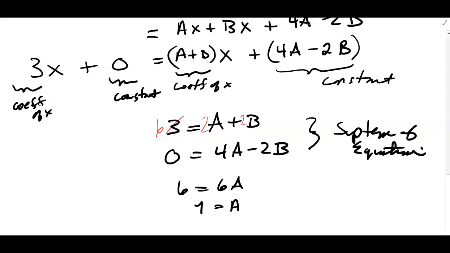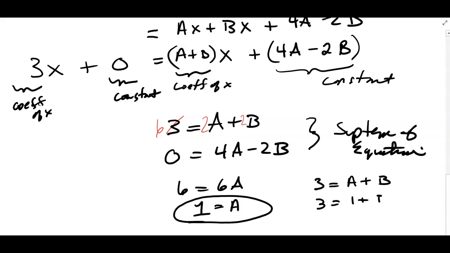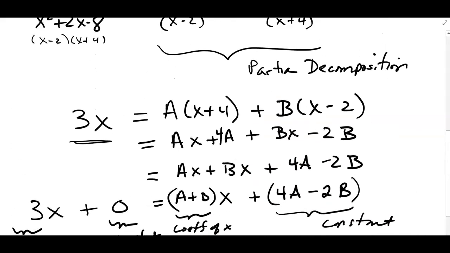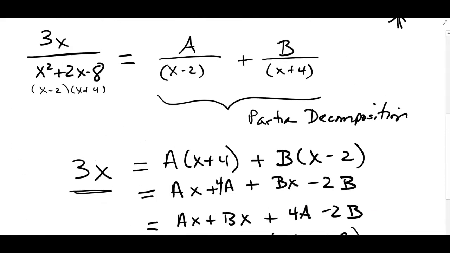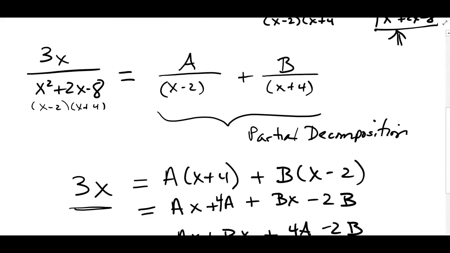So a equals 1. And then I can just substitute into any equation. So we know a plus b equals 3, so b equals 2. What that lets me do then is to rewrite my partial decomposition with my a and b.